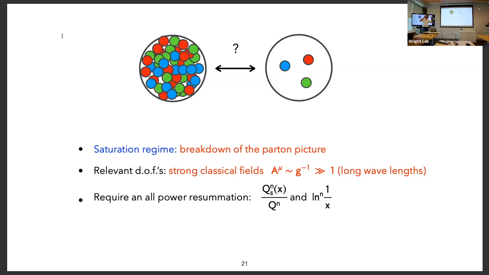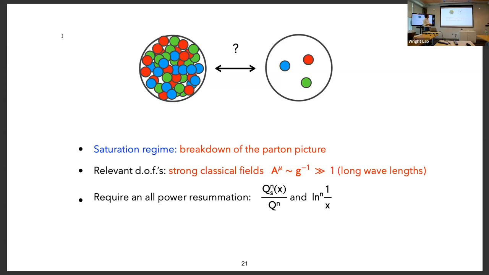And in this case, we have to go beyond the so-called leading power. So this limit where Q goes to infinity, where we neglected powers of 1/Q to get this nice QCD factorization, which led to the parton picture, needs to be relaxed, and we need to worry about powers of QS over Q, particularly when Q is of order QS. So QS increases, Q decreases, and this could be of order one, and also powers of 1/x. So this is kind of the general picture of saturation and how it compares to the parton model.